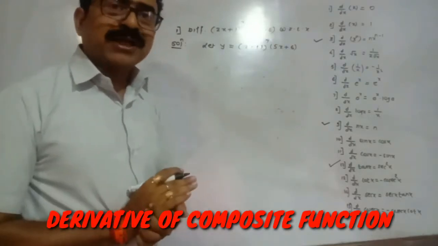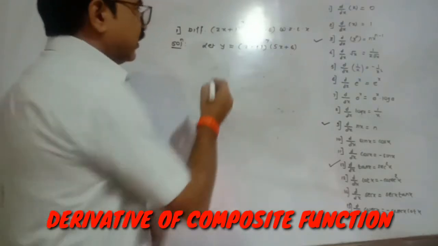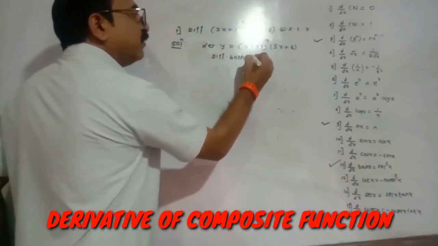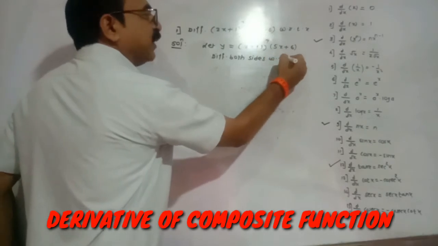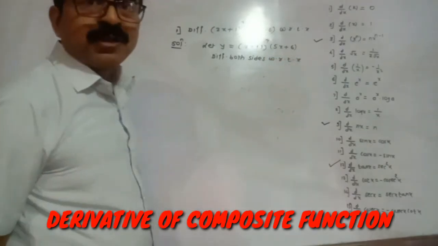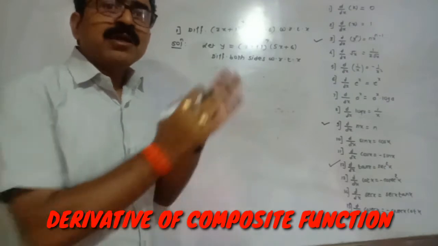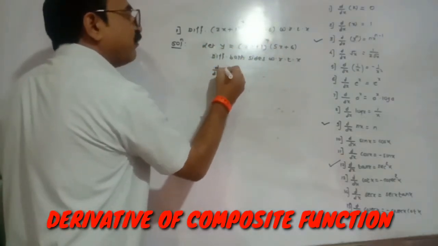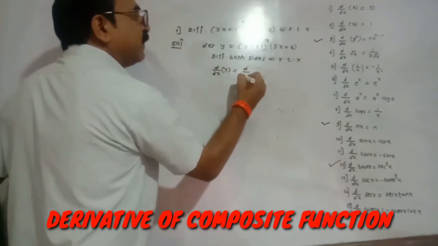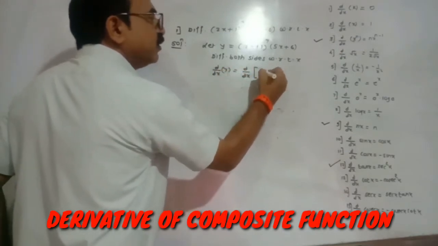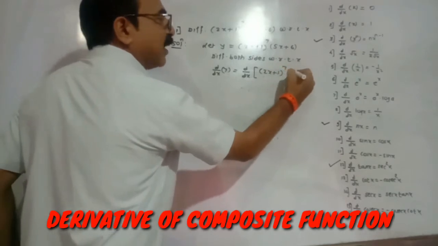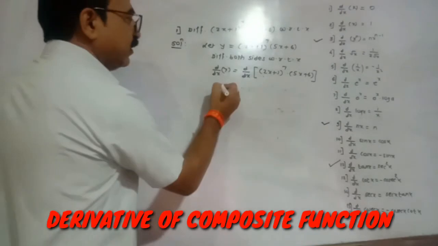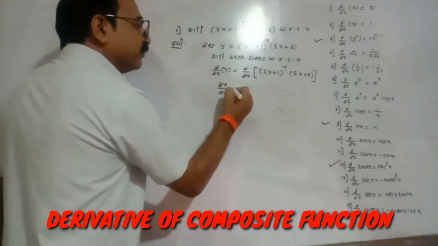After that, what is your next rule? Write down this line: differentiate both sides with respect to x. Okay. After that, what is your next rule? Now take the d by dx term on both sides. So write down d by dx of y is equal to d by dx of this (2x + 1) raised to power 7 multiplied by (5x + 6). After that, write down dy by dx.